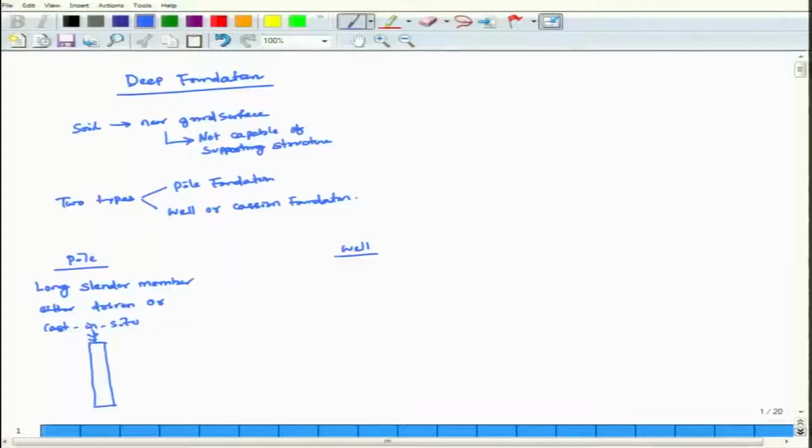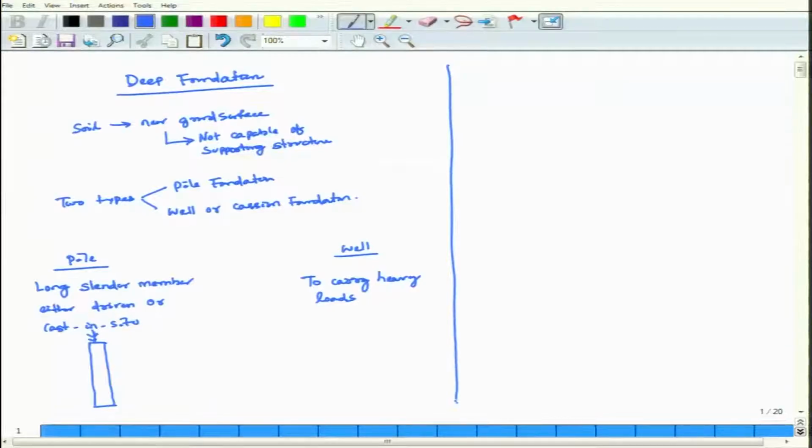Well or caisson foundations are used to carry heavy loads. Caissons, with large diameters, particularly for railway bridges, are called caissons or piers. Now, come to the next step, that is your pile foundation.